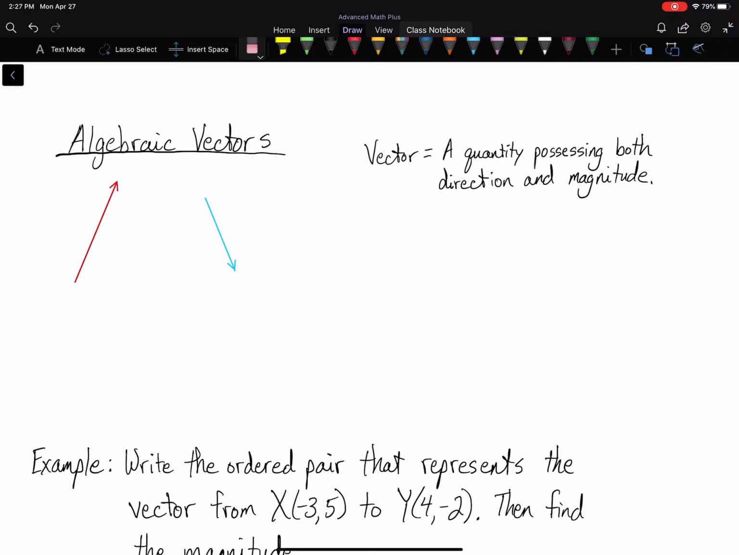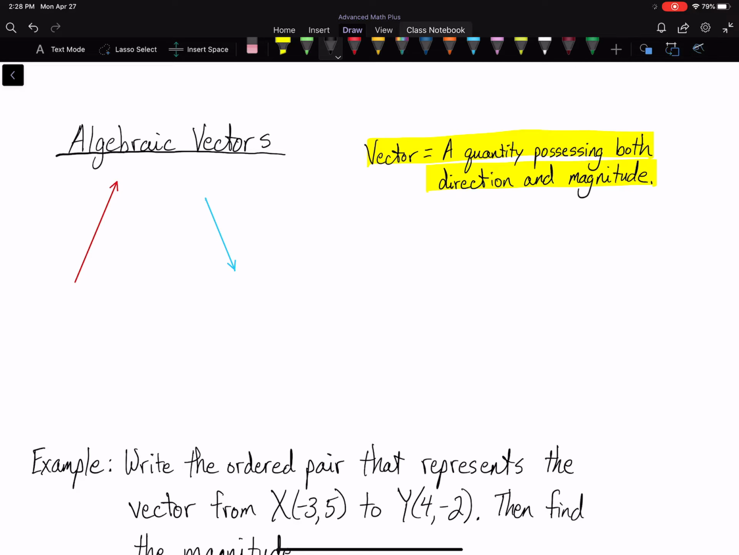Today we're going to talk about vectors and how to turn geometric vectors into algebraic vectors. Basically a geometric vector, or any vector, is just a quantity possessing both direction and magnitude. Just like the evil villain on Despicable Me, his name was Vector. He committed crimes with direction and magnitude, if you remember. That's all a vector is.